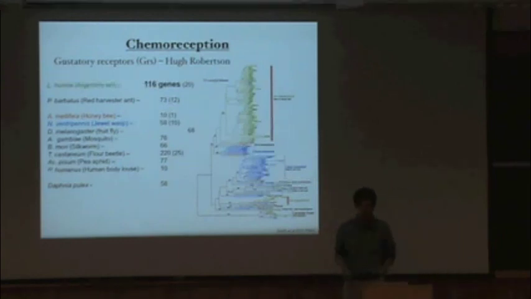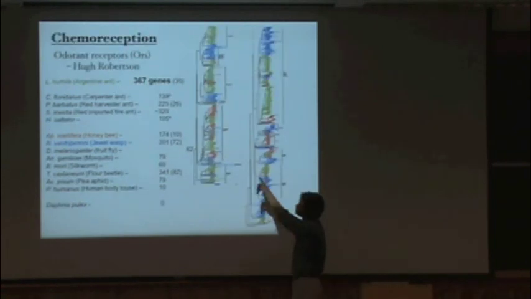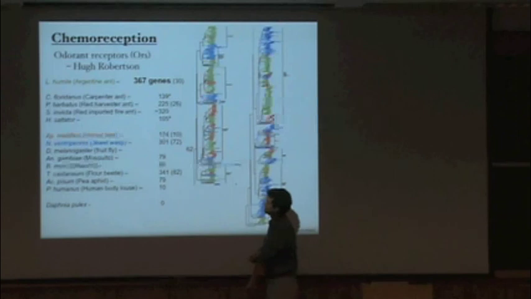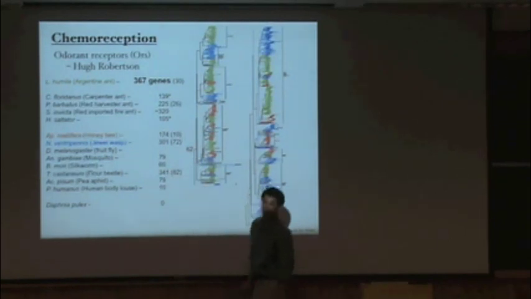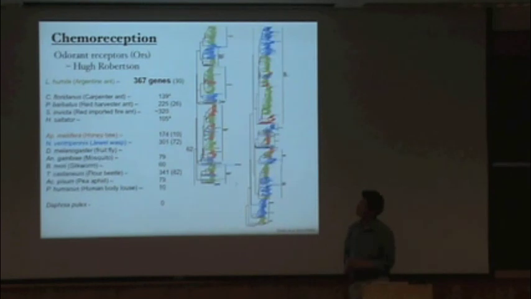What if we look at their sense of smell? So this is their sense of taste. Argentine ants are crazy. Same thing. 367 of these odorant receptor genes, right? There's nothing that even compares. Tribolium, 341, but you know, there's nothing that exceeds what we found in the Argentine genome.